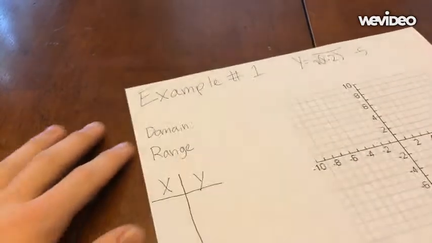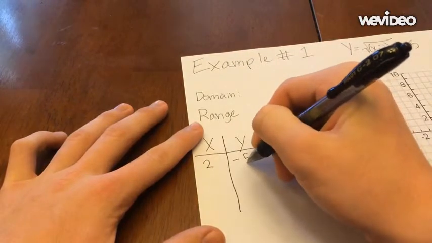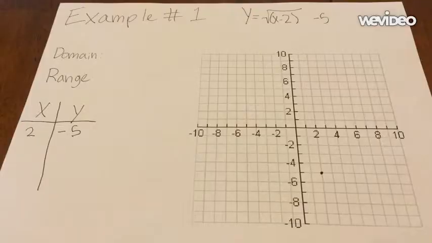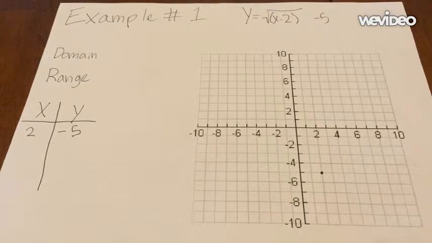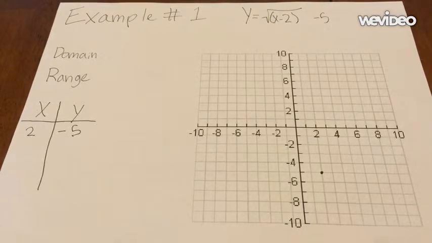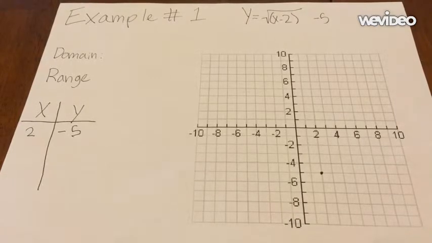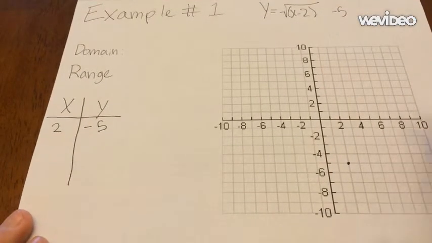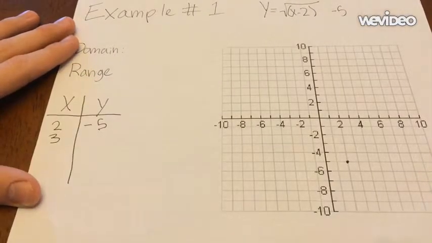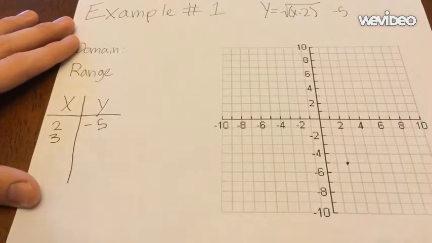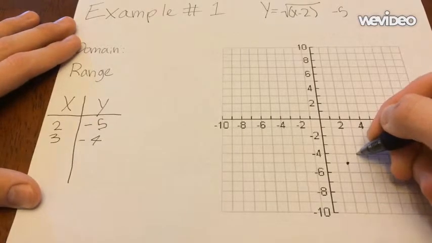All right. So we can start by putting the point 2, negative 5. As we're graphing this, we have to remember that the number inside the radical sign has to be at least 0. So as you can see, the x there is going to start at 2, so 2 minus 2 is 0. Next, we're going to make it so that the number inside the radical sign is 1. So we're going to write x is equal to 3. Then x minus 2 is 1, square root of 1 is 1, minus 5 is negative 4. So we're going to plot that point, 3, negative 4, right here.